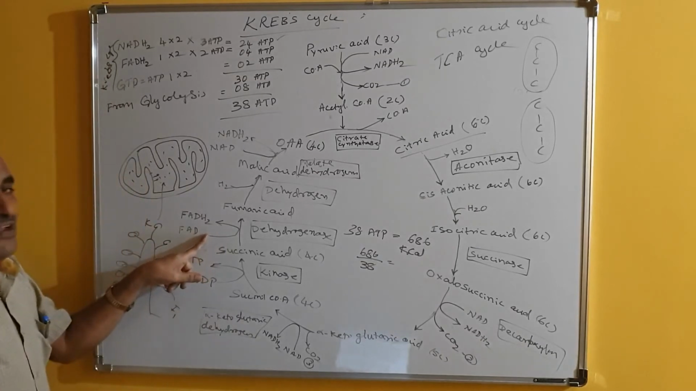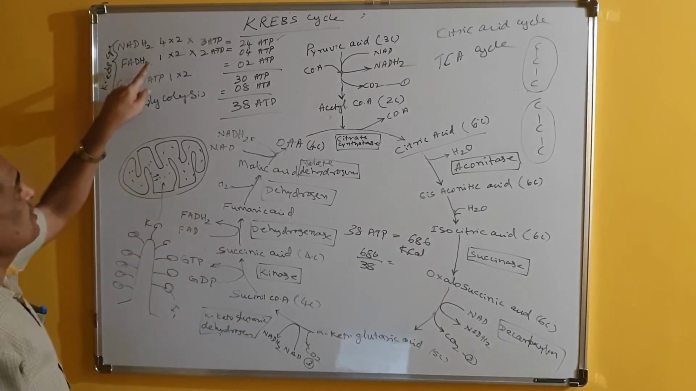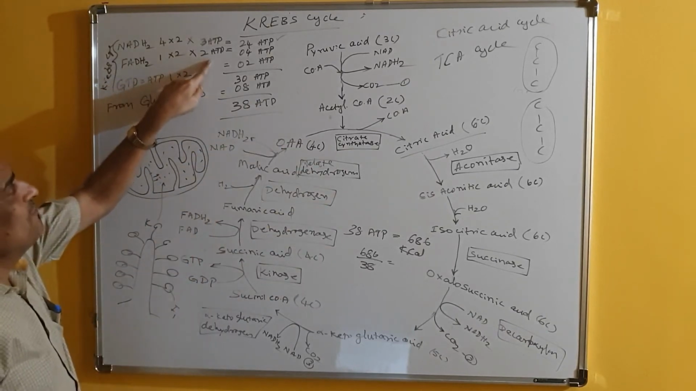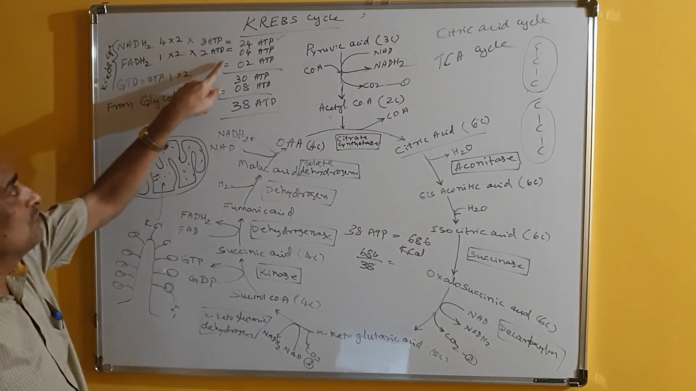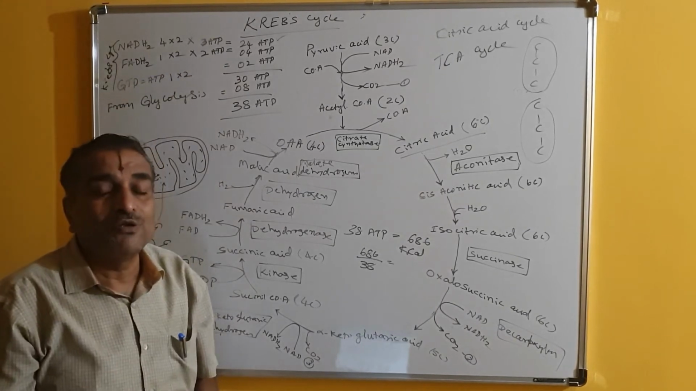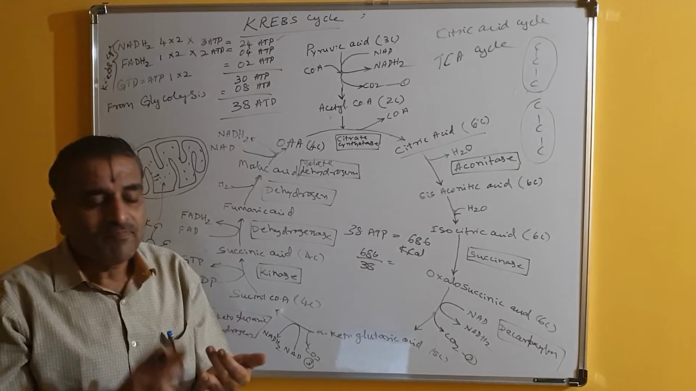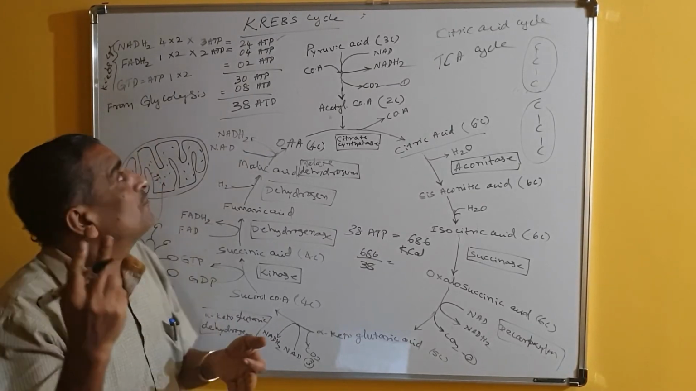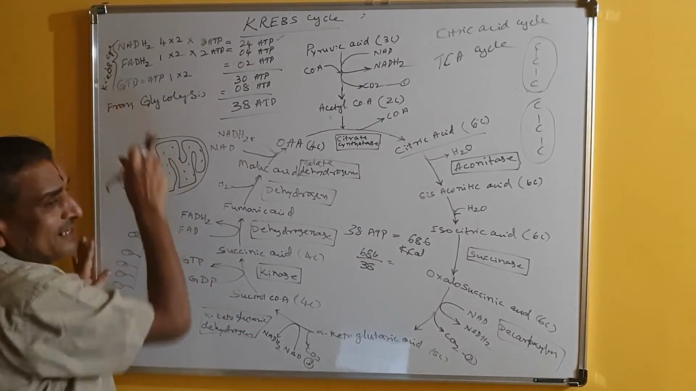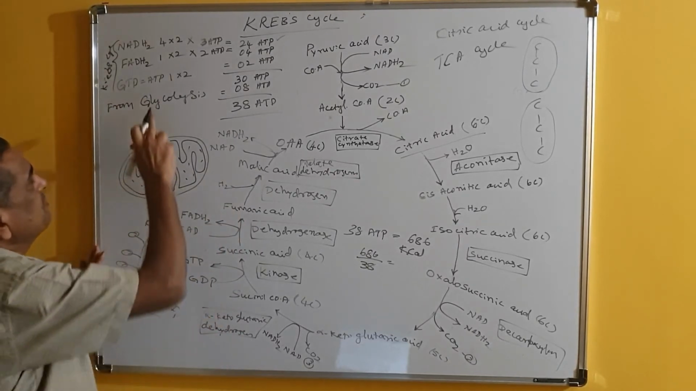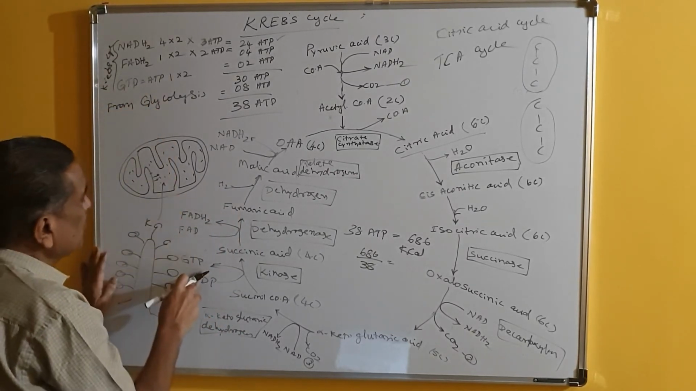See here, FADH2 is also produced. FADH2, 1 into 2 because of another cycle, and one FADH2 produces 2 ATP molecules. So 4 ATP molecules are produced from FADH2. From NADH2, 24 ATP. From FADH2, 4 ATP. And 1 GTP is produced here.